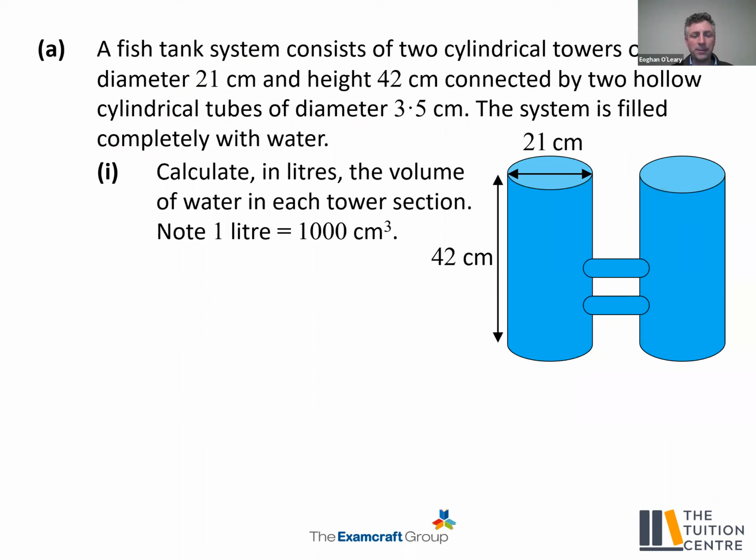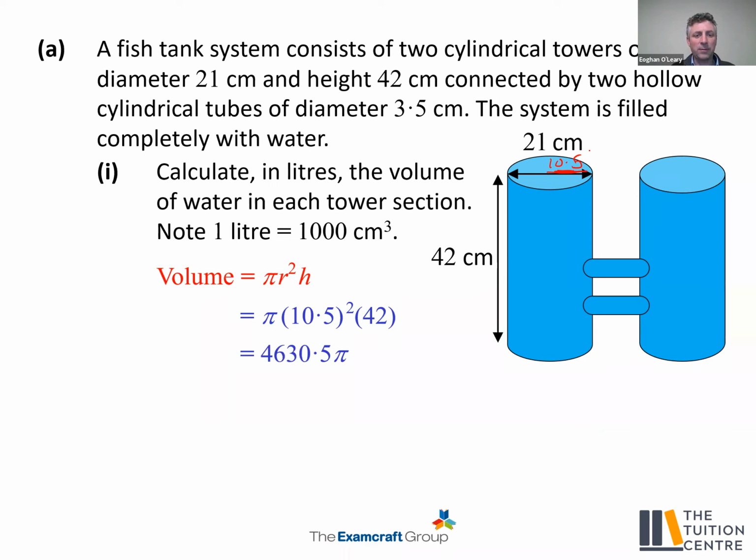Calculate in liters the volume of each of the tower sections, and note 1 liter is equal to 1,000 centimeters cubed. Some students will be glad we mentioned that because they mightn't be certain of it. We calculate the volume for the cylinder as pi r squared h. We know that r is half of the 21, so it's 10.5. So our radius is 10.5, and our height is 42.